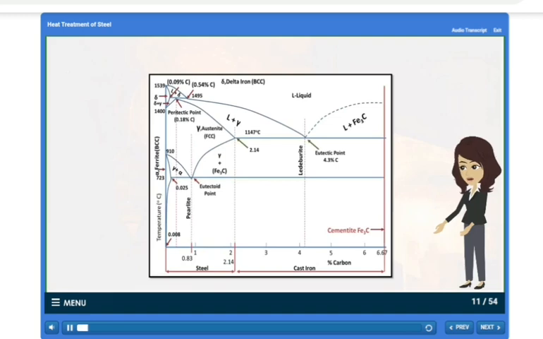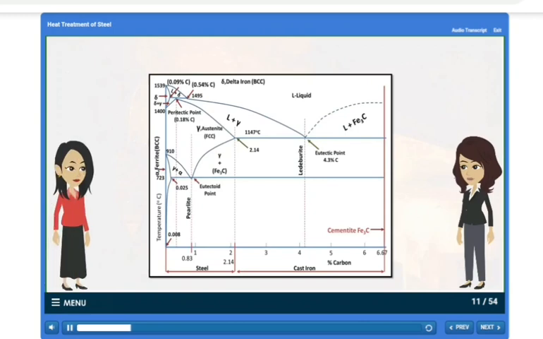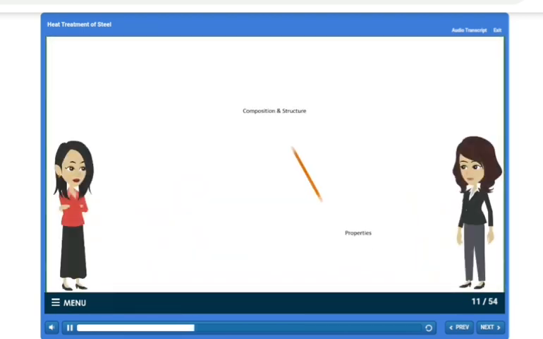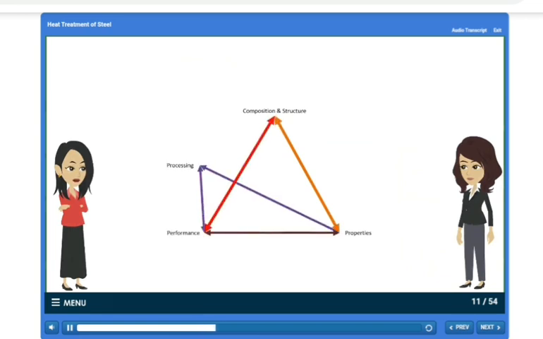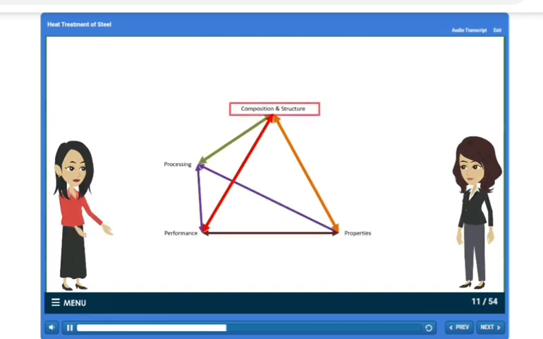We have seen in the phase diagram how microstructure and crystal structure change with the composition. But are they interdependent? I think we should approach Smita in order to understand further. Hi Smita, I have a doubt. Hi Reena. Yes, tell me, how can I help? Could you please explain how composition is dependent on properties, performance, processing? Sure Reena. Look at this. A material tetrahedron depicts interdependent relationship among the structure, properties, performance and processing.